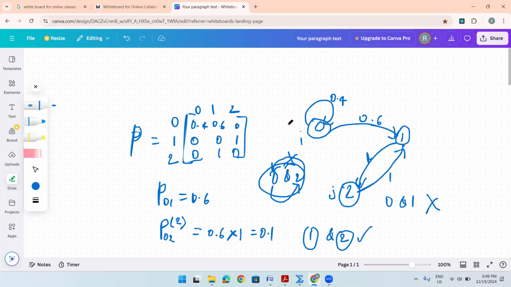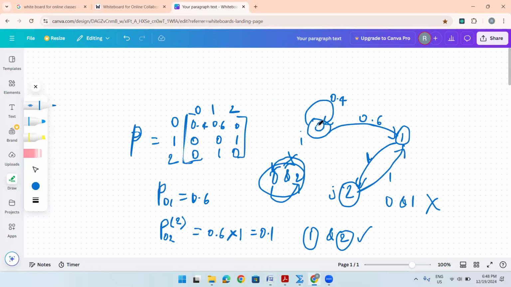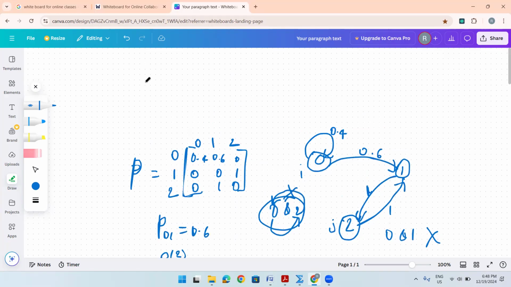Now, to find the periodicity of a state, we have to start from 0. Again, we have to return back to 0, and see in how many steps. In this case, I'll simply use the GCD, greatest common divisor. So 0 to 0 we can reach. How many transitions? One. And 0 to 0 we can reach in another way too. So we have to find all the paths starting from 0 and returning back to 0. All the paths. First path is 0 to 0.